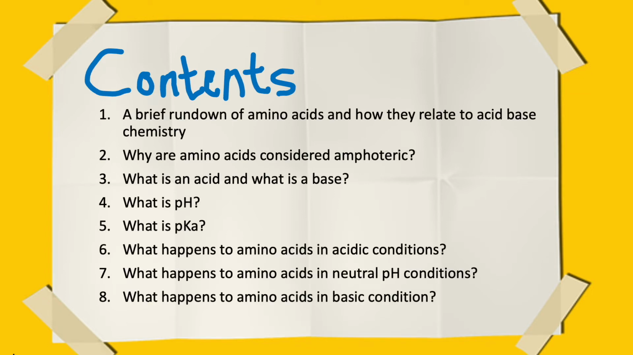If you want to skip to any specific part, you can do so by clicking the timestamps found in the description section below. I will give a brief rundown of amino acids and how they relate to acid-base chemistry, why amino acids are considered amphoteric, what is an acid and what is a base, what is pH, and what is pKa, what happens to an amino acid when it's in an acidic condition, what happens to an amino acid when it's in a basic condition, and what happens to an amino acid in an intermediate pH condition.